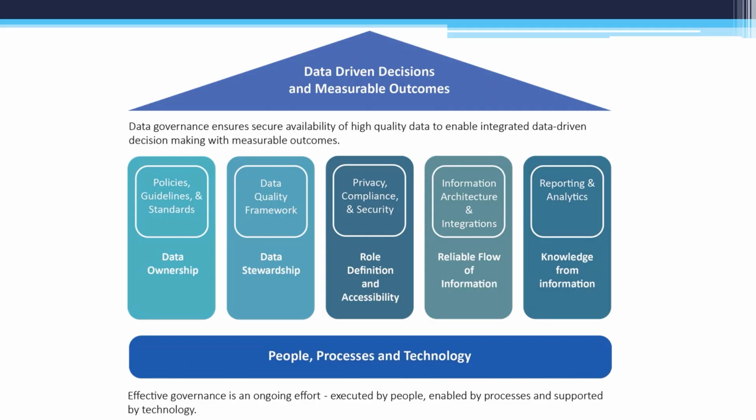We have information architecture and integrations within the business, where we identify a reliable flow of information, so we can understand where the data starts, where the data ends, and if it is a trusted path. Then also reporting and analytics, knowledge from that information. So if you put all these together, it means that we actually have data-driven decisions and measurable outcomes. And this is where we'll look later at the actual metrics and how we can present this to the board at the end of the day, looking at our current security stance and how it is improving or not.